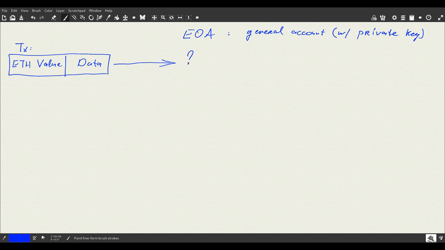Okay, what happens in this case? Well, Ethereum value minus transaction costs are added to your account. Incremented. What happens with the data which are sent to your general account, EOA? If data is sent to an EOA, what do you think would happen? Data is simply ignored. There is nothing you can do with it. Ethereum value is used to increment the value of your account.